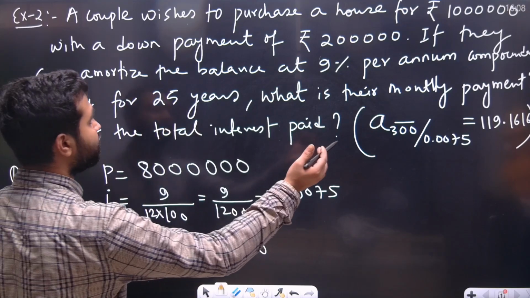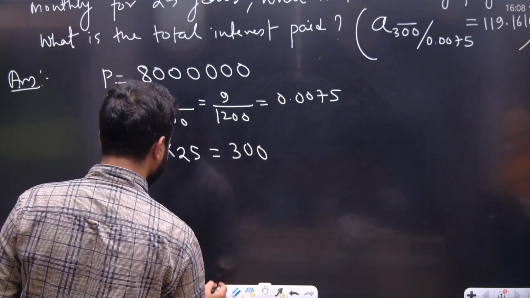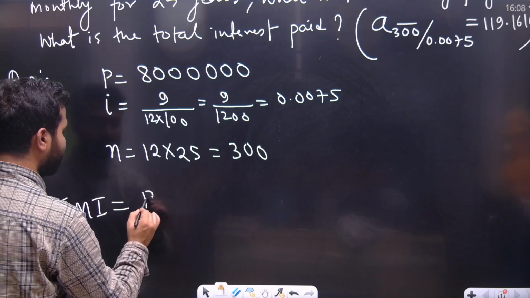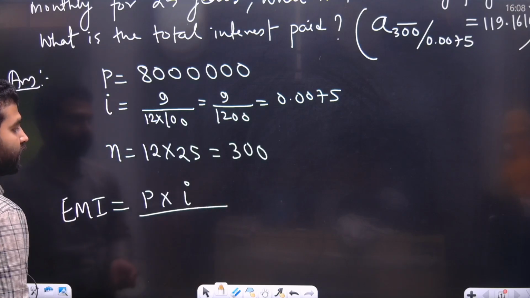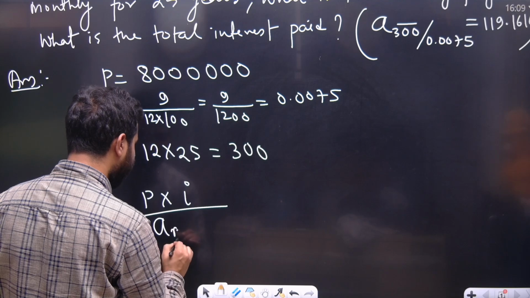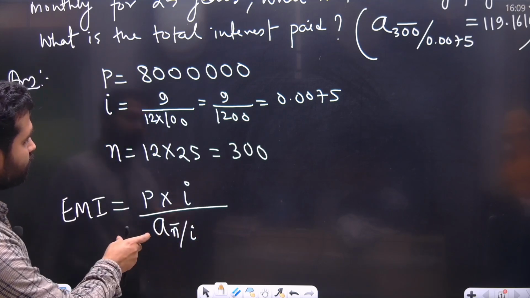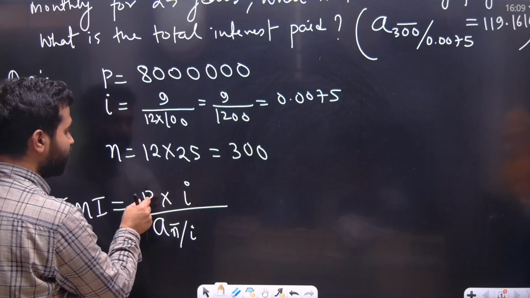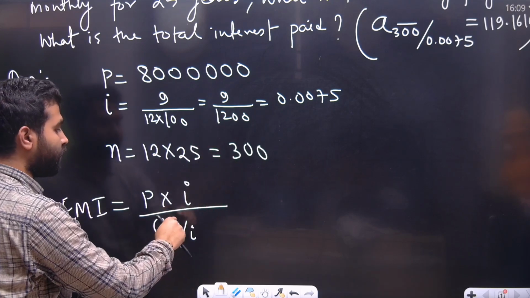Now what is the monthly payment? So we have to find the monthly EMI first. We just studied that EMI is P into I divided by A n bar at I. Like this. Then the other formula: the first formula was P into I into (1 plus I) whole to the power n divided by (1 plus I) whole to the power n minus 1.